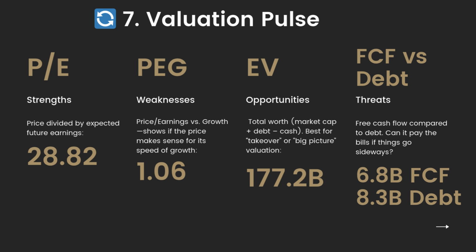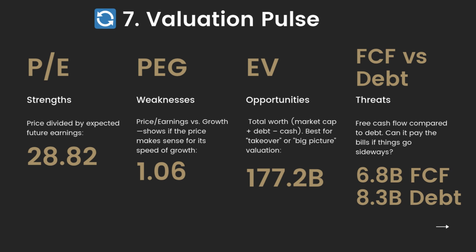Now, free cash flow versus debt. This is a number that should be fluctuating pretty soon, but the free cash flow is 6.9 billion and the debt is around 8.3 billion. Not the best in the world. It is sustainable, but we'll see what happens after their next earnings and they've reported everything.